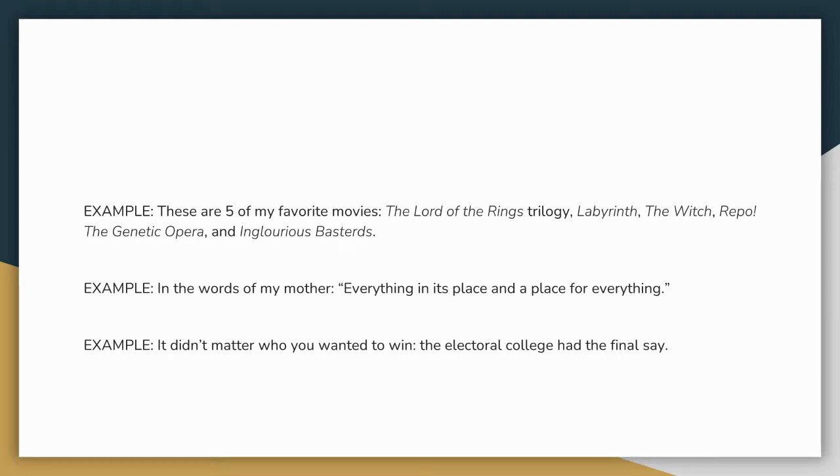And the last example: it didn't matter who you wanted to win; the Electoral College had the final say. Again, if you're not comfortable, start using them in lists, and then you can move on from there. But you don't have to use colons or semicolons in your writing. Please keep that in mind.